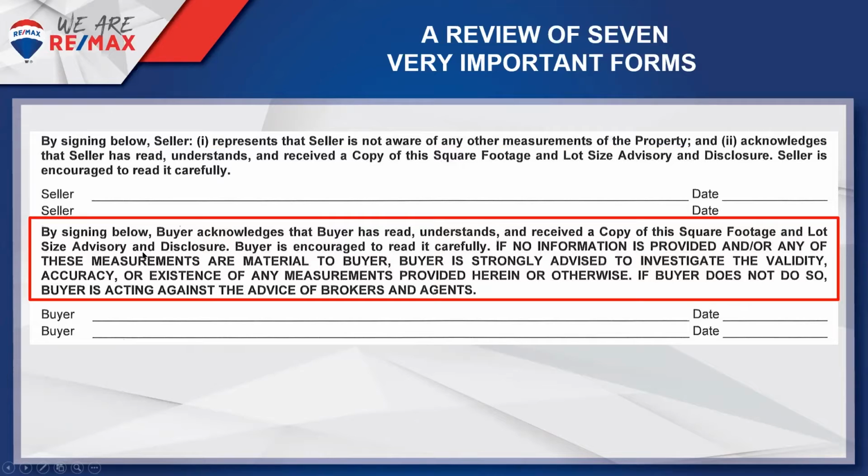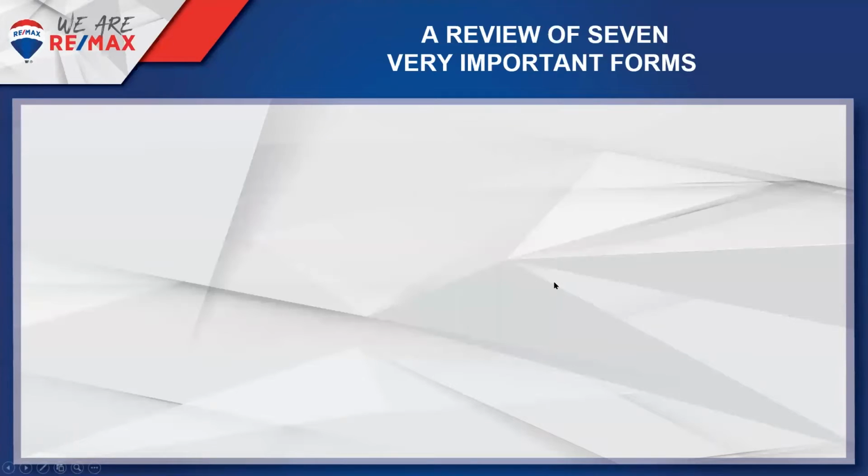Okay. And then by signing below, the buyer acknowledges and understands that if square footage is important to them, they should investigate the validity and accuracy of any of the measurements they were provided. And if they don't investigate the accuracy of any of the measurements they're provided, they're acting against the advice of the broker. That's a nice disclosure at the bottom. All right, that completes the square footage and lot size disclosure. So those are the two new and the one revised form.